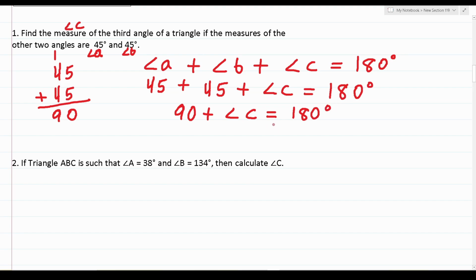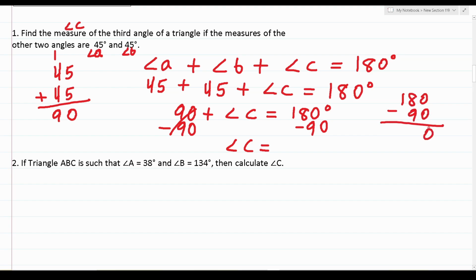And again, to figure out the measure of angle C, we're going to be solving for C. So let's go ahead and subtract 90 from both sides. This crosses out here, leaving you with the measure of angle C. If you can't do this in your head, you can always work it off to the side. This is 180 minus 90.